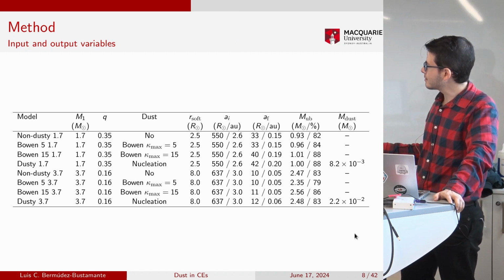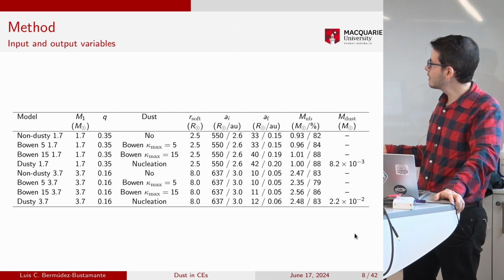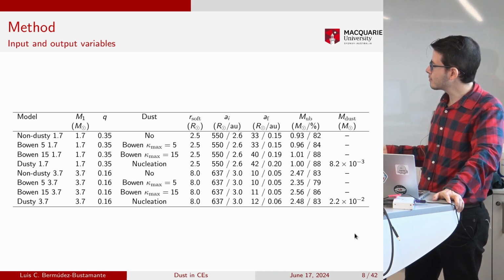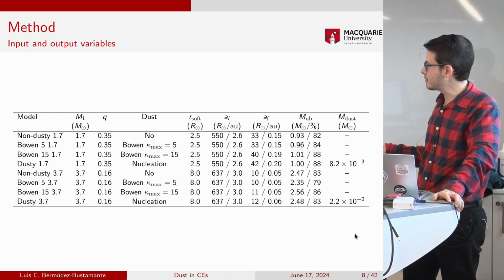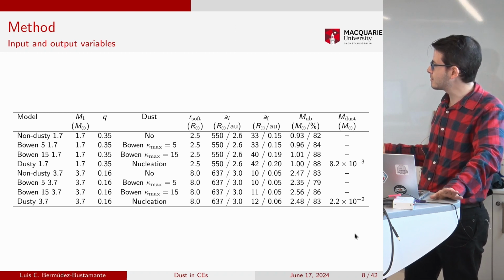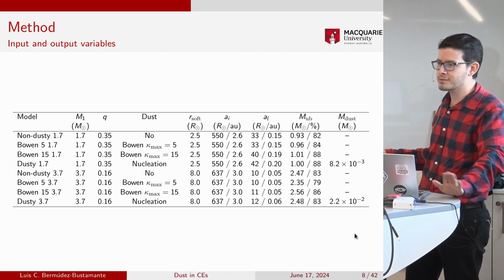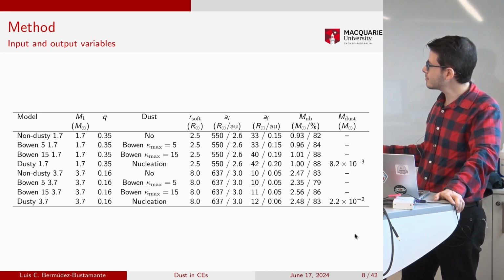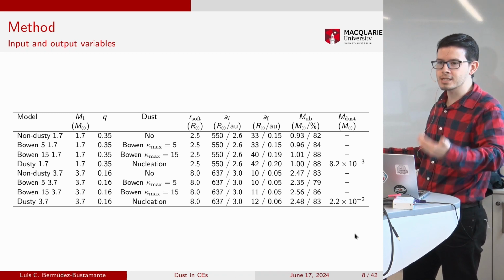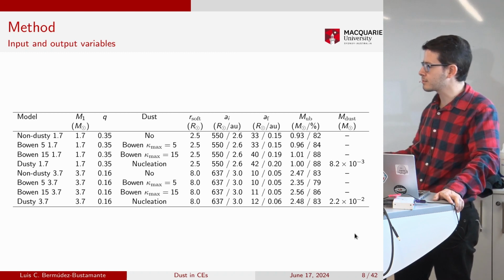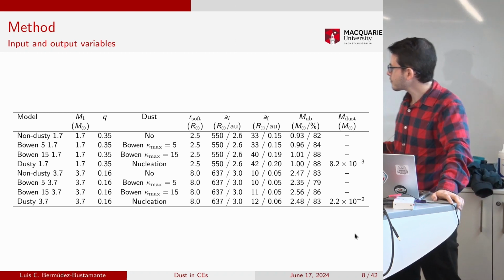For example, here in the non-dusty world, there is no dust. These models that are called Bowen, this is the simplified approximation for the opacity, and that means what is the maximum amount of opacity. In this one, the maximum opacity is 5, and in this one is 15. And these dusty models include the full nucleation process, the full nucleation method.